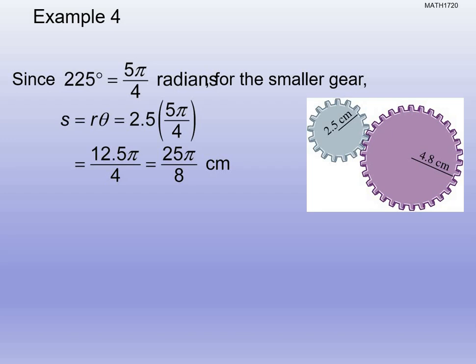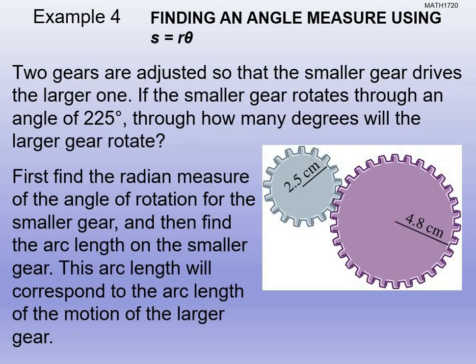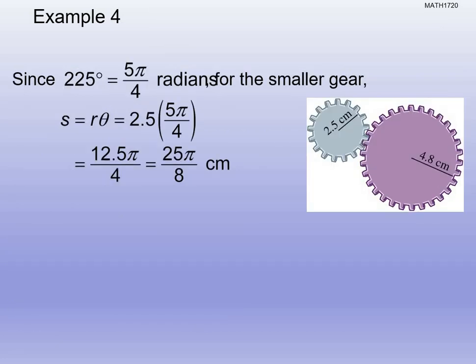We're given the 2.5 centimeters, so we substitute in r and theta, and we know that s, the arc length of the small gear, is approximately 25 pi over 8. If we take 2.5 times 5, that's where the 12.5 comes from; it just hasn't been converted to a decimal here. That's the total distance traveled by the small gear and the total distance traveled by the large gear. But what's the point of the problem? I'll back up right here. The point of the problem is, how many degrees is the large gear going to rotate through?